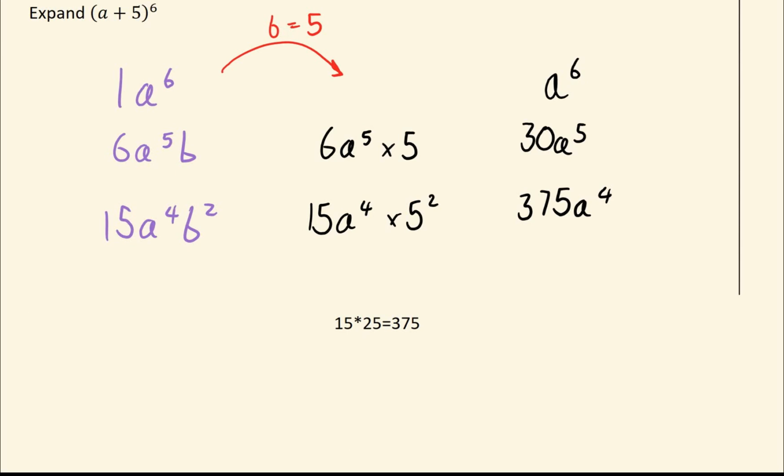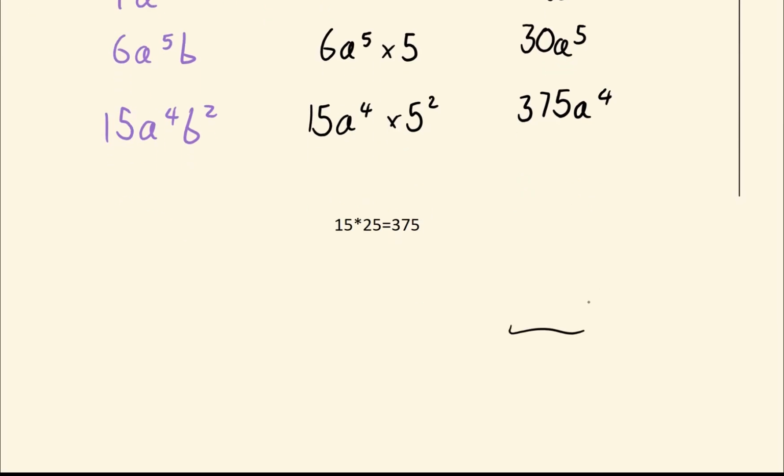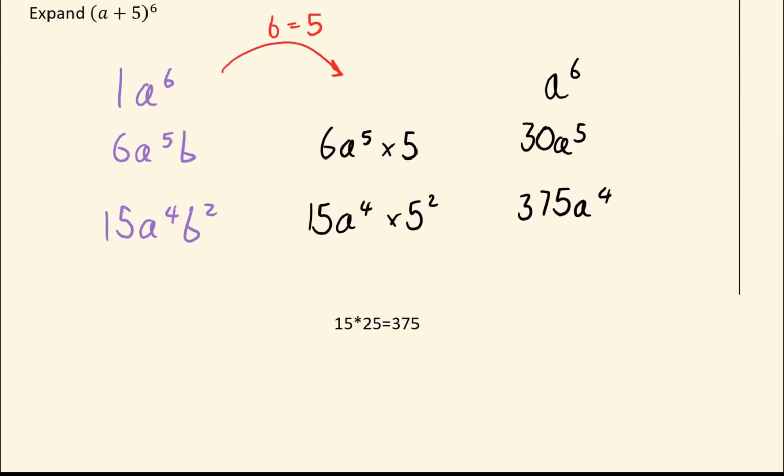And you would keep going. You keep going all the way until you've got just a number at the end. Because each time your power is getting 1 lower. So it'll be a to the 6, a to the 5, a to the 4, a cubed, a squared, a to the 1, and then a to the 0, which is just a number.